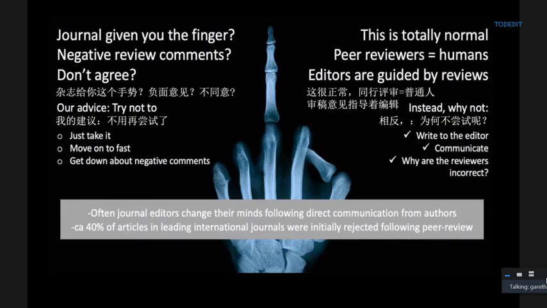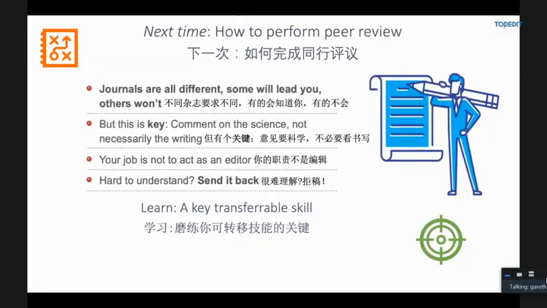It's one of the other important ways in which you can manage the peer review process. About 40% of articles published in leading international journals were initially rejected following peer review. So give this some thought the next time you have to deal with the peer review process, the next time that you get comments back on one of your papers.